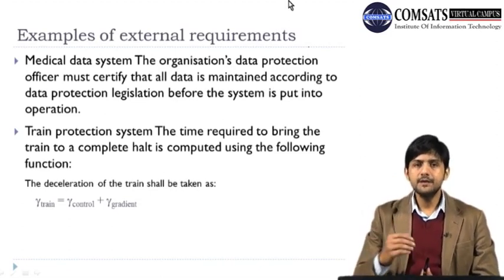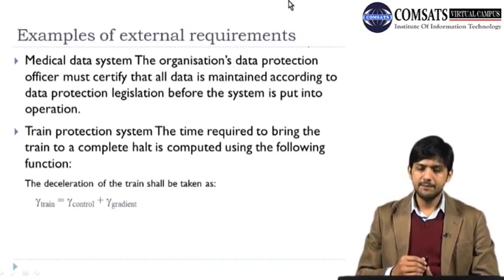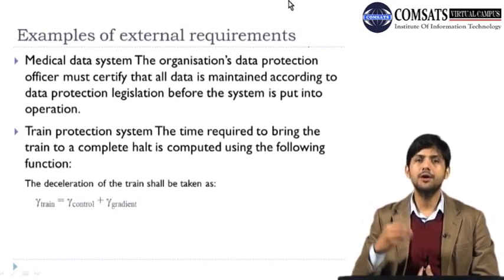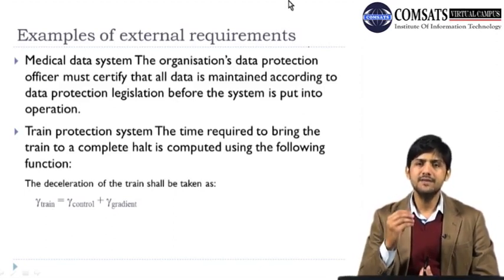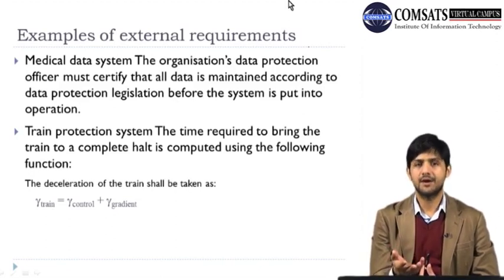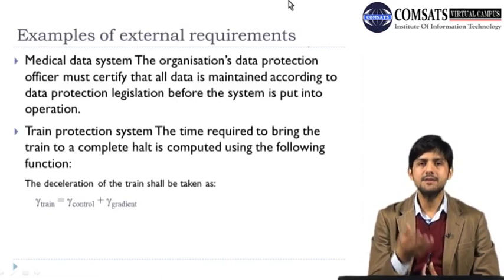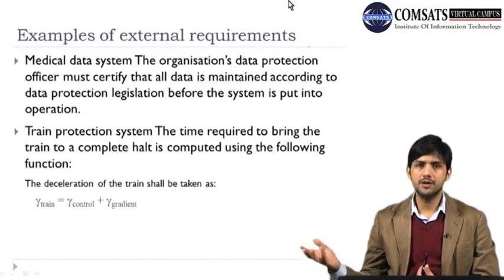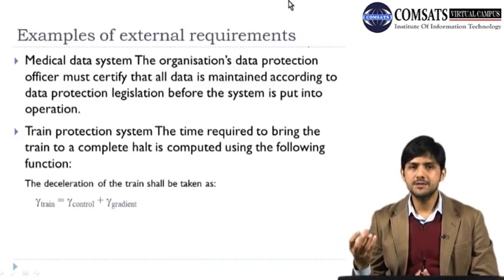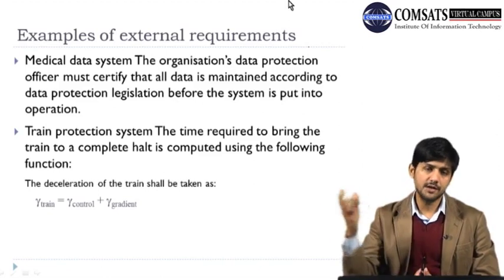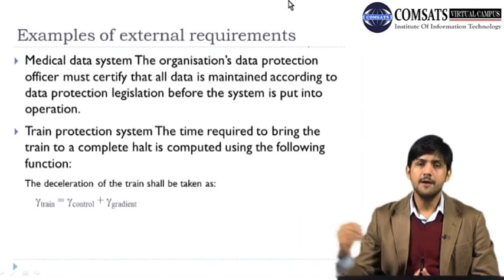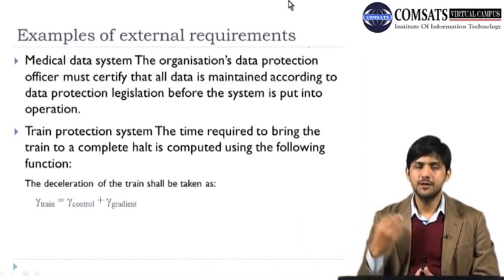If you look at these two particular examples of external requirements, it becomes very obvious that if we are making either the train protection system or the medical data system, and my system does not conform to these external requirements, it will never be functional. For example, if my medical data system does not conform to the legislation put by the authorities on data protection of patients, it will never become operational. Similarly, if the train protection system does not implement this particular formula, which is required by the client or by that particular application domain, then the protection system would be useless. Nobody is going to use it.